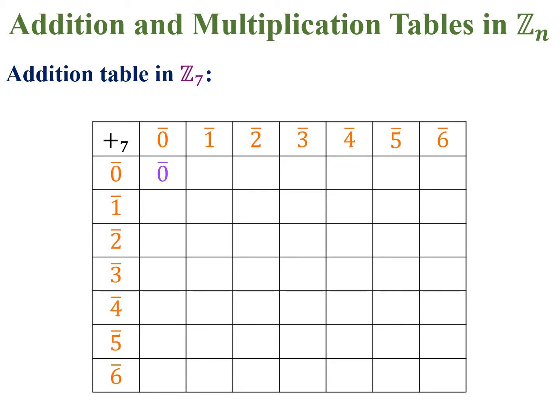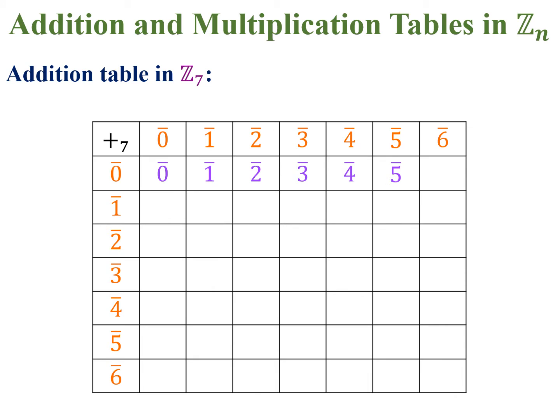Here we will get class of 0: 0 plus 0 is 0, 0 plus 1 is 1, 0 plus 2 is 2, 0 plus 3 is 3, 0 plus 4 is 4, 0 plus 5 is 5, 0 plus 6 is 6. Similarly, in the first column, we have to add 0 plus 0 as 0, 1 plus 0 is 1, 2 plus 0 is 2, 3 plus 0 is 3, 4 plus 0 is 4, 5 plus 0 is 5 and 6 plus 0 is 6. So this first column is again the same as class of 0 to class of 6 in this way.